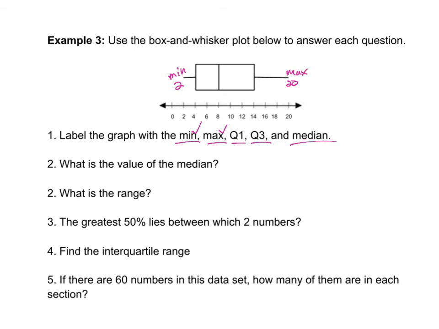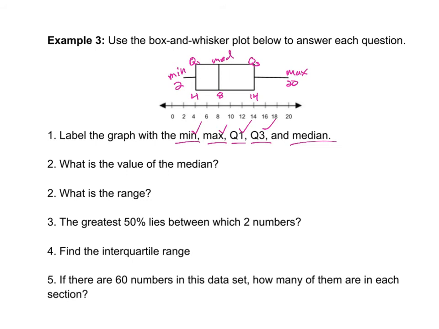Q1, that is the middle of our lower half. So that right over here, that's going to be our Q1 value, and that looks like that's probably a 4. Q3, that's your upper quartile, and that looks like it's going to be a 14. And our median, right down the middle, looks to be an 8.